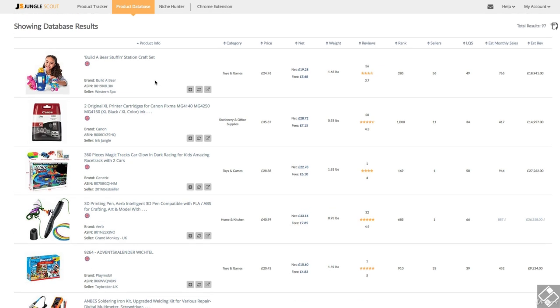Going down, we can have a look at different ones. We've got a Build-A-Bear stuffing station. So if you're into toys, would that fit? I'd say it would. The price is £24. That's in our price range. Amazon gives you the net price here after fees. So after the fees, you'd be getting £19.28. That's obviously before you put in your shipping from China or wherever, and the unit cost as well. It gives the weight, it gives the reviews.